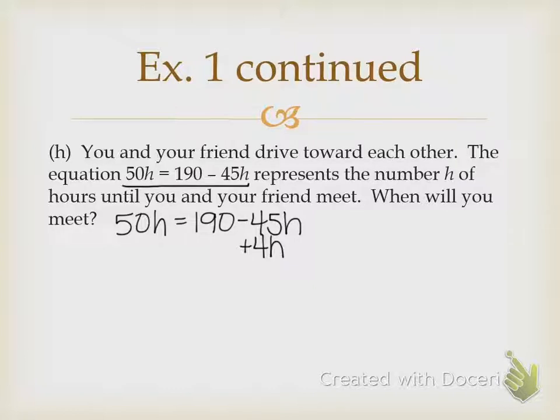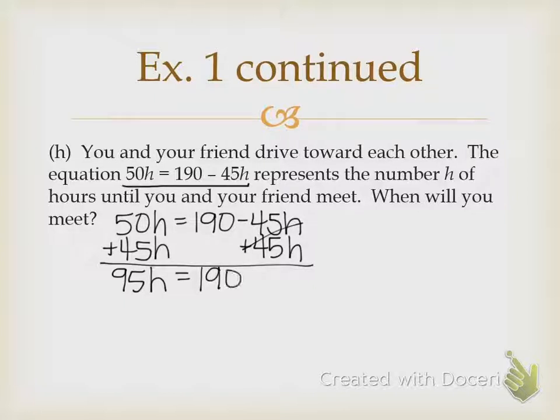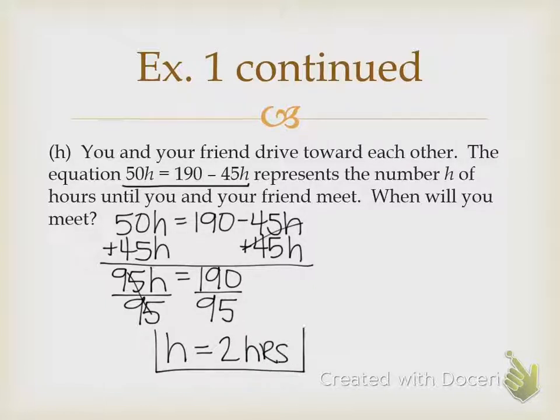We're moving the variable to the left side. So we're adding 45h to both sides. That's 95h equals 190. And how do we finish this off? Good job. Divide both sides by 95. So h equals what? 2 hours. Very good, whoever gave me the answer and the label. Don't forget to label it. It's still a word problem. It still needs a label. And that is lesson 1.3.